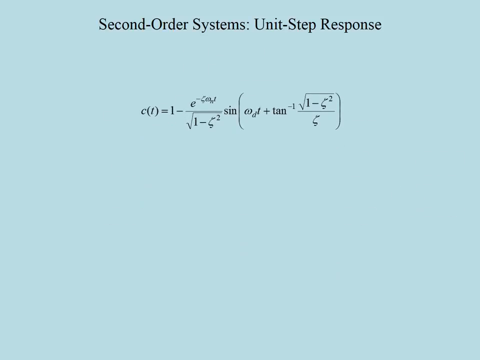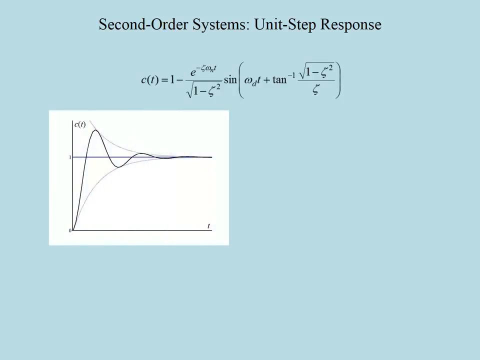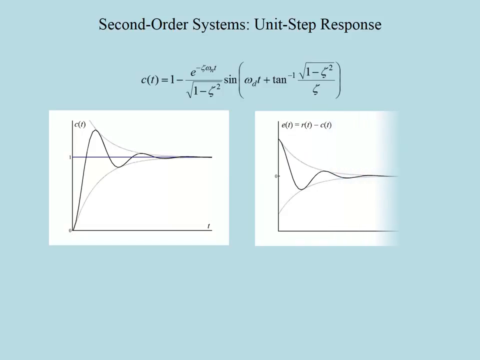That means the output is composed of a unit step function and a sinusoidal function that is decaying in an exponential envelope. This figure shows a typical behavior of C of t, and this one shows how the error converges to zero.